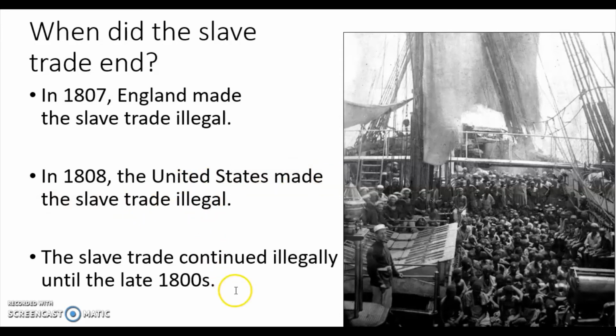But like all illegal things, people tried to break the rules. So there were lots of slave ships still coming, even though it was illegal. So the slave trade continued illegally until the late 1800s. Terrible, right? So here, these are slaves, but they didn't go to North America.